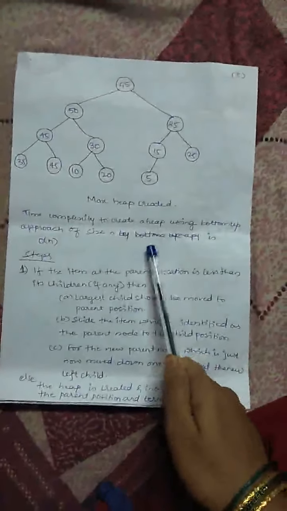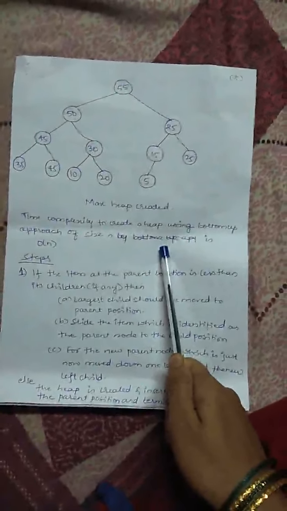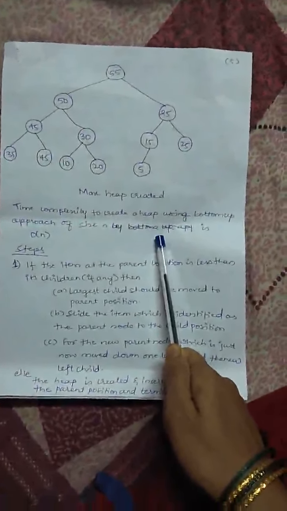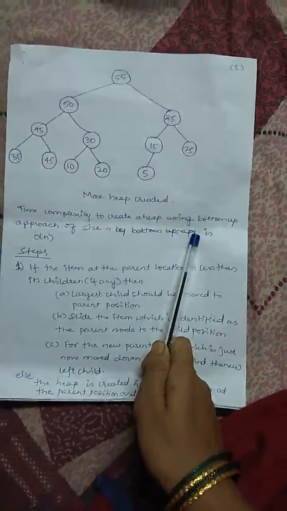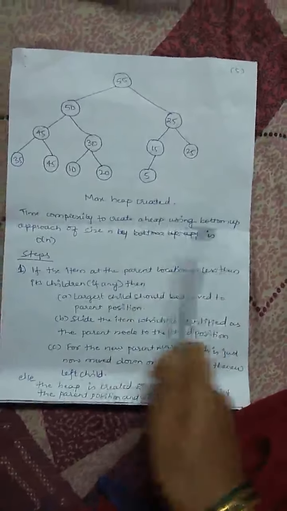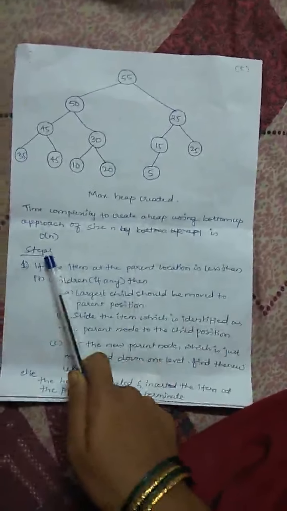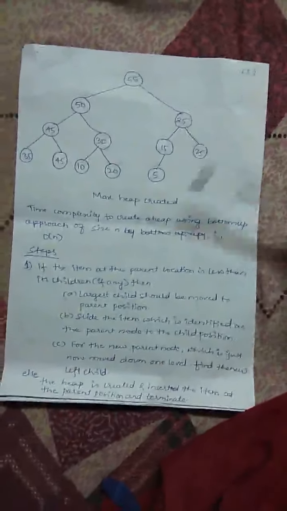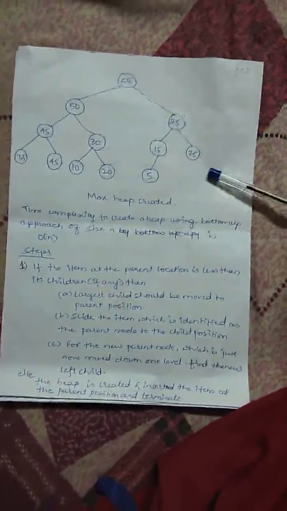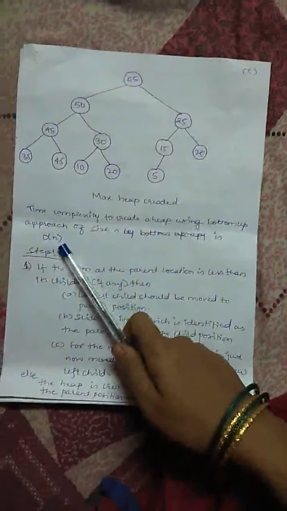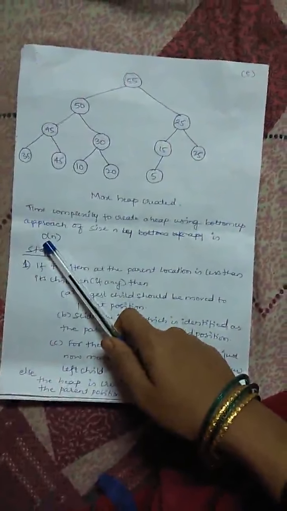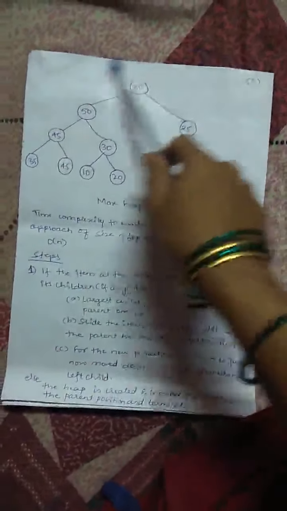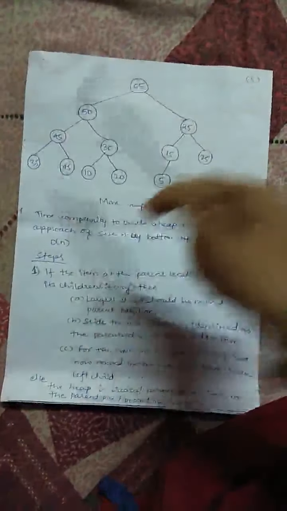So, we don't have the analysis of this one. Just you can write this one: the time complexity to create a heap using bottom up approach is big O of n, because n number of times we are doing the comparison and swapping. That is why big O of n. Big O is used for representing the longest time taken for the execution. Since we have to compare the complete tree, so worst case only. Worst case means it is the big O.